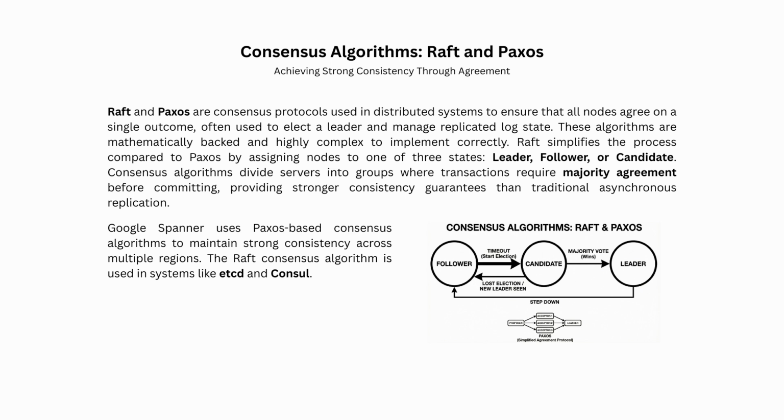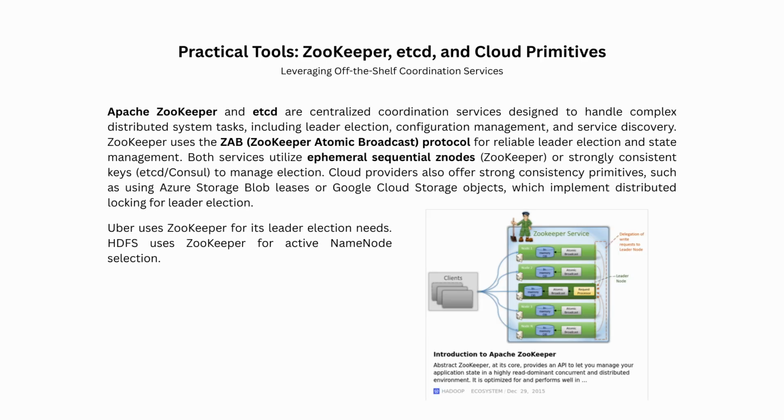These algorithms are generally used internally by specialized coordination services like ZooKeeper, allowing application developers to leverage strong consistency without implementing the complex mathematics themselves. When designing a system, you almost never implement Raft or Paxos directly. Instead, you integrate with a battle-tested coordination service like ZooKeeper, which, for instance, provides a highly dependable, distributed service.